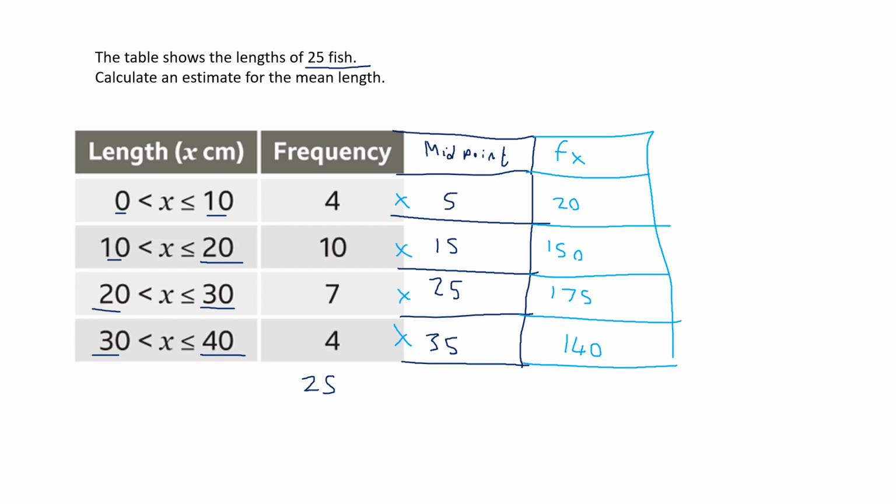And we get 485. And so therefore the mean is just going to be 485 divided by 20, which is equal to 24.25 centimeters. That is the average length of a fish.